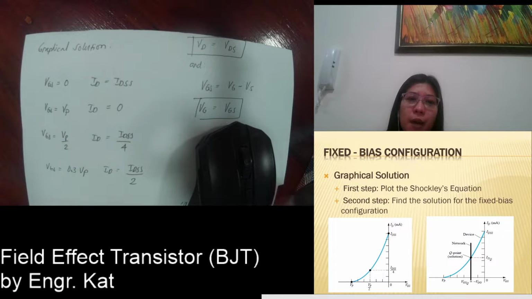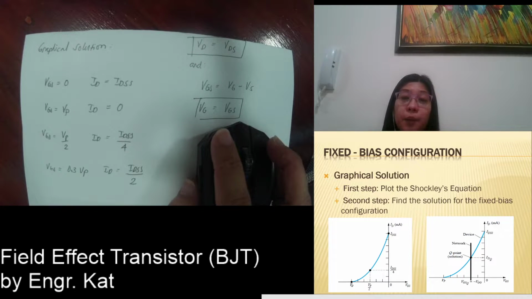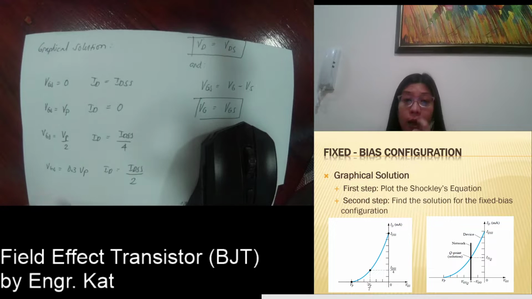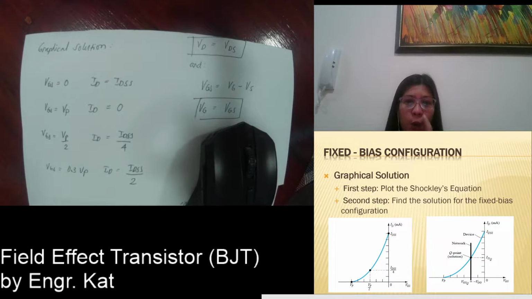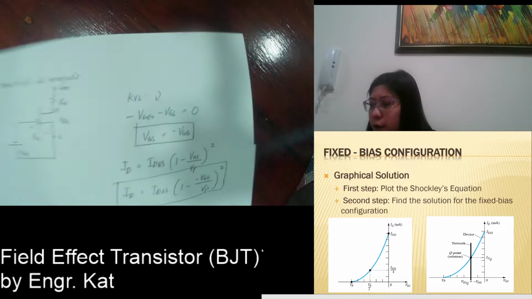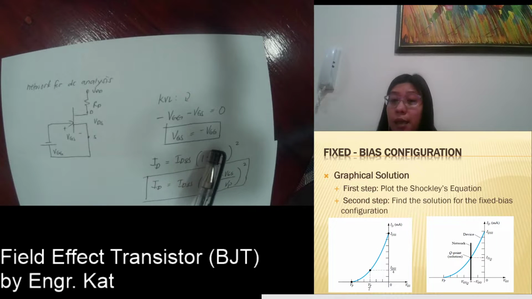Although in this transfer curve, we did not place the fourth point anymore, for a more accurate transfer curve you can make use of these different 4 points. Okay, and then the second step is we're going to find the solution for the fixed bias configuration. So what is our equation for the fixed bias configuration? It is just VGS equal to negative VGG.